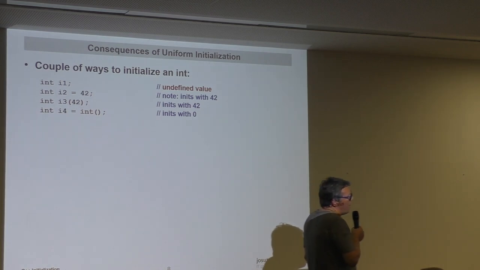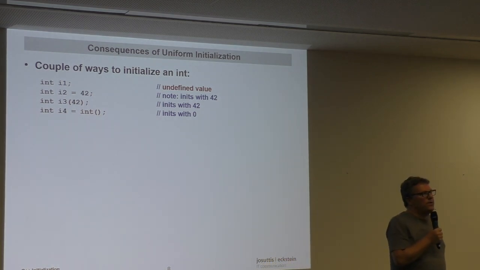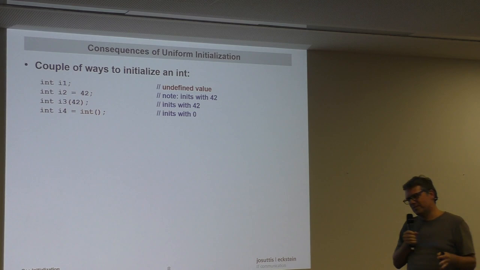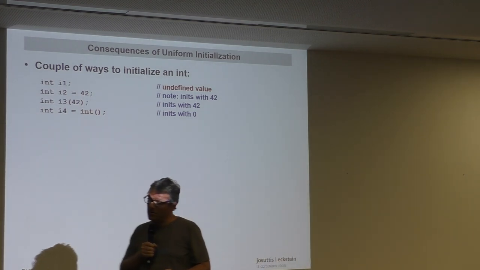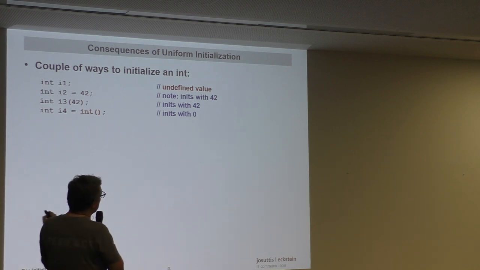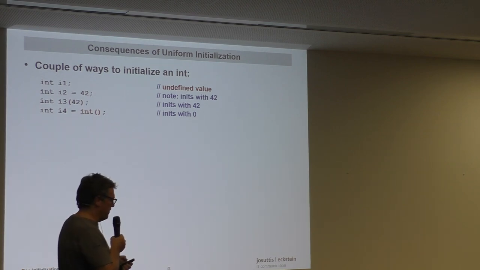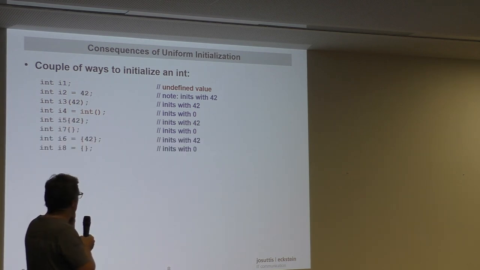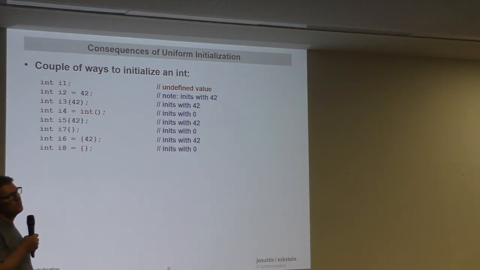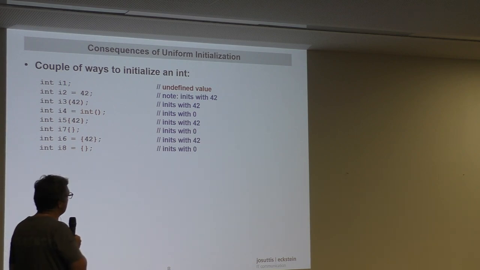However, it turned out that we now have a couple of ways to initialize an int. So we have the four ways we just talked about, which we adopted from the world before we had C++11. Then with C++11 we introduced the four ways to initialize an int with curly braces. So we have eight ways now.